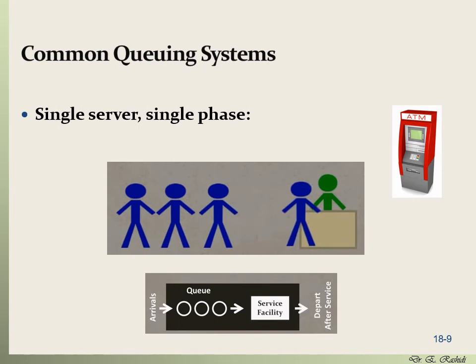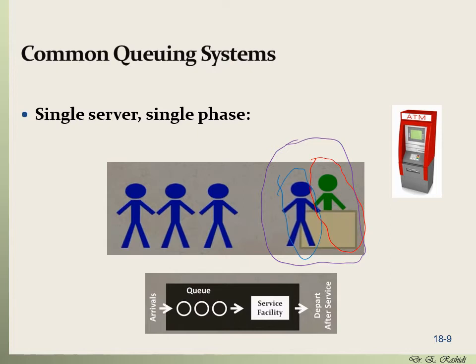Let's now see common queuing systems based on the characteristics that we have learned so far. Let's start with a single server, single phase. A single server, single phase has one single server, or single channel. There is one server here that can serve only one customer at a time. And also this is only one step, or one phase.